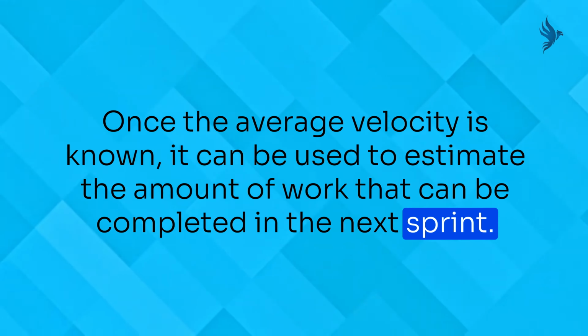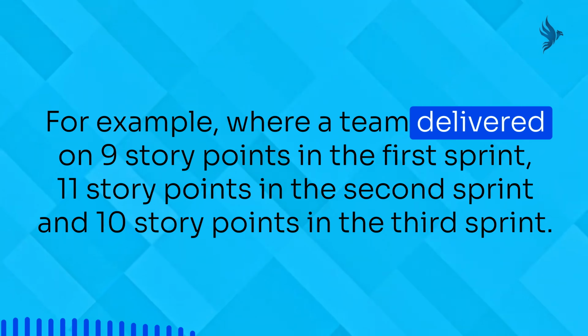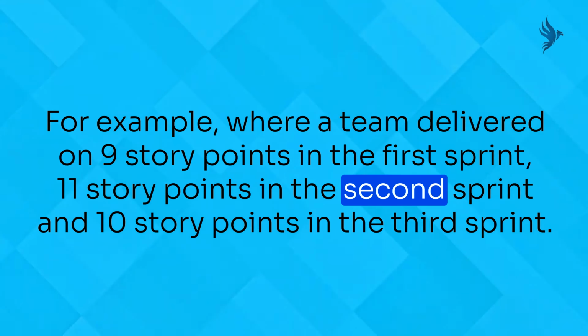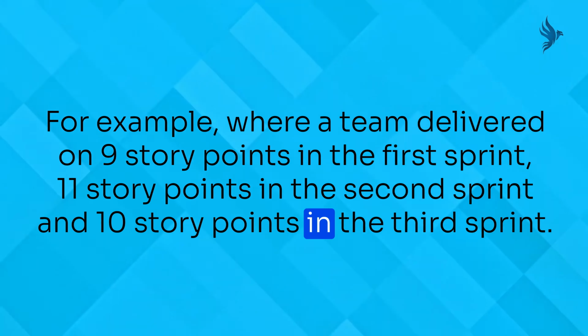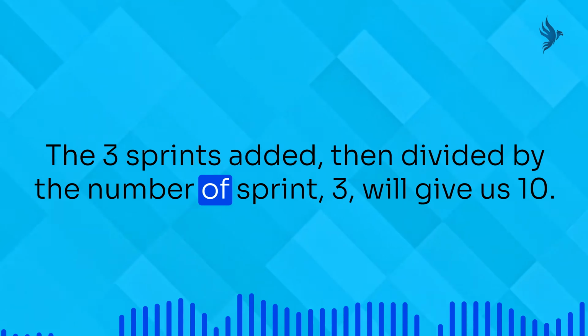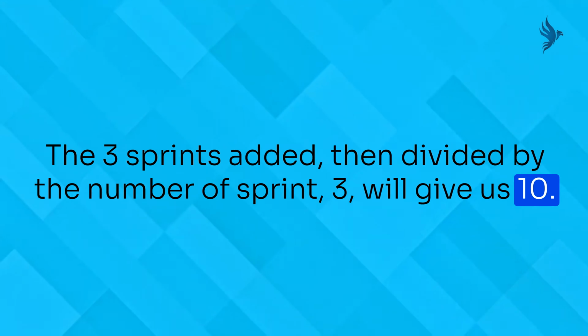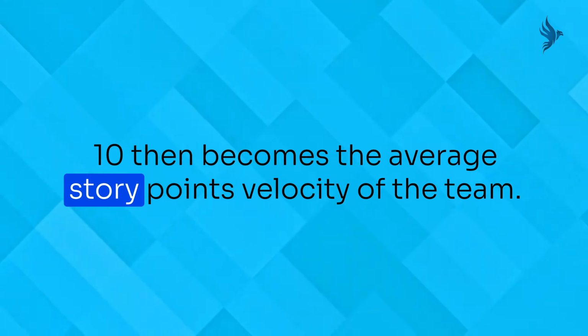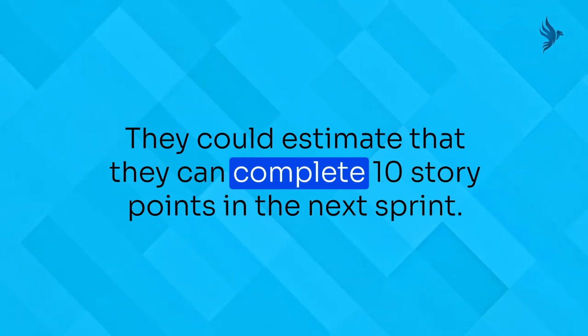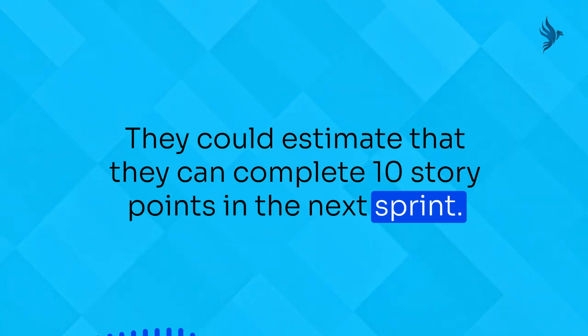in the next sprint. For example, where a team delivered 9 story points in the first sprint, 11 story points in the second sprint, and 10 story points in the third sprint, the 3 sprints added, then divided by the number of sprints, 3, would give us 10. 10 then becomes the average story points velocity of the team. They could estimate that they can complete 10 story points in the next sprint.